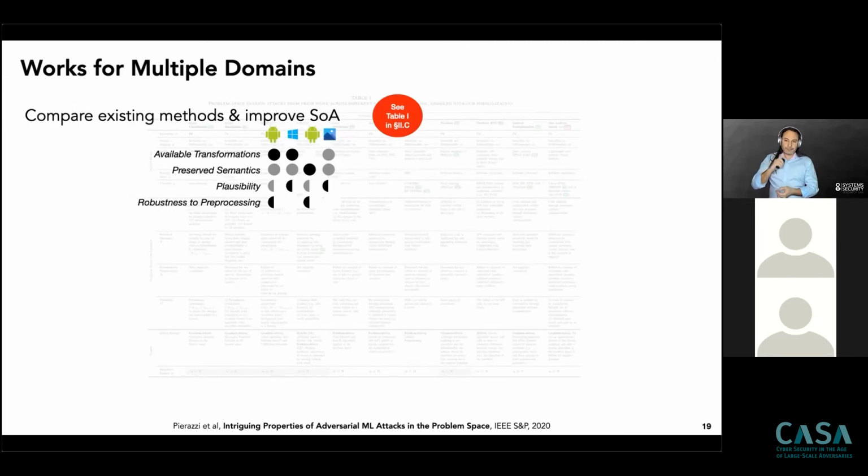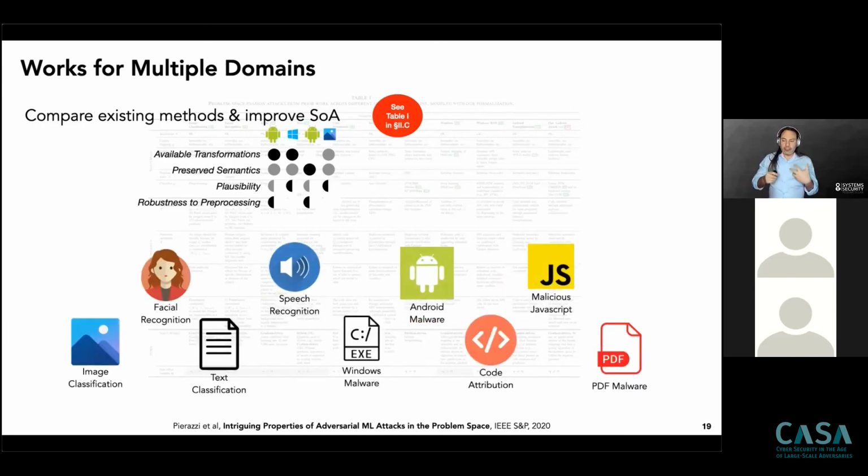We published this work in Oakland 2020, and in the paper we have a fairly big table. It's not aesthetically pleasing. We spent some time trying to make it more aesthetically pleasing. We failed at that. But in the table, we tried to capture adversarial machine learning attacks in different problem space application domains, from the usual image and facial recognition, and speech recognition, but also the others that I just mentioned: text classification, Windows malware, Android malware, malicious JavaScript, PDF, and so forth. And we now have a way to identify and compare this work in the context of our reformulation of adversarial machine learning attacks in the problem space.